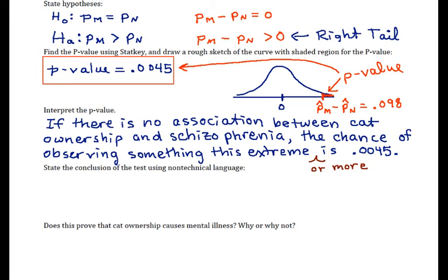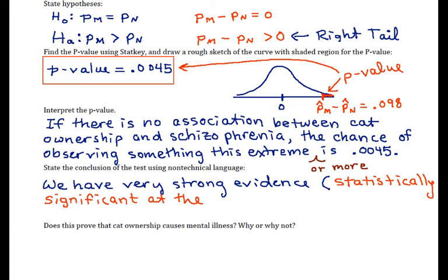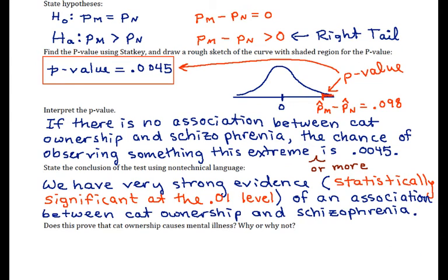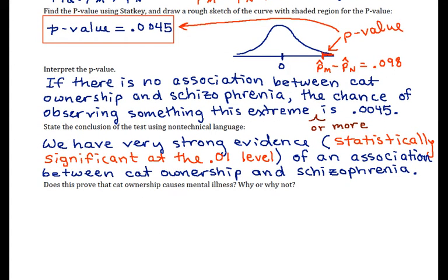So this is less than 0.01, so we have very strong or overwhelming evidence. I'm going to go with very strong. We have very strong evidence of an association between cat ownership and schizophrenia. And I am inserting the statistical significance in here. The commonly used values of alpha are 0.01, 0.05, and 0.10. This is smaller than the smallest of these, so I'll go ahead and say at the 0.01 level. Okay, so we managed to fit a conclusion in here. We have very strong evidence of an association between cat ownership and schizophrenia.